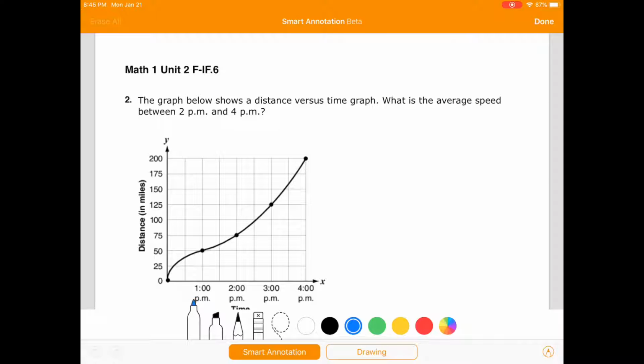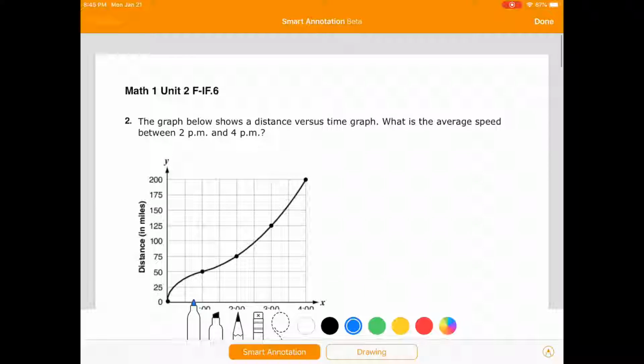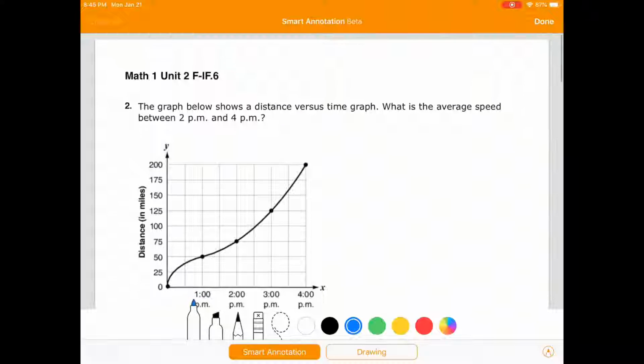Hey guys, so in this video we're going over the worksheet that was specifically for F-IF.6. So before we begin, I want to review one key topic that we need in this worksheet. I'm going to zoom in.